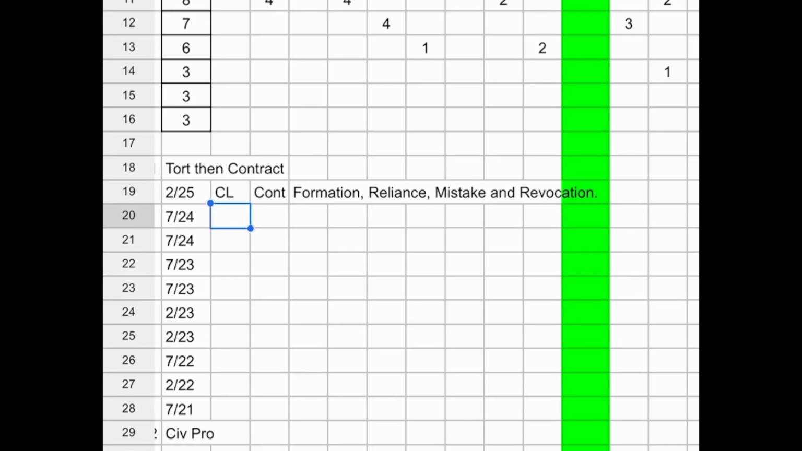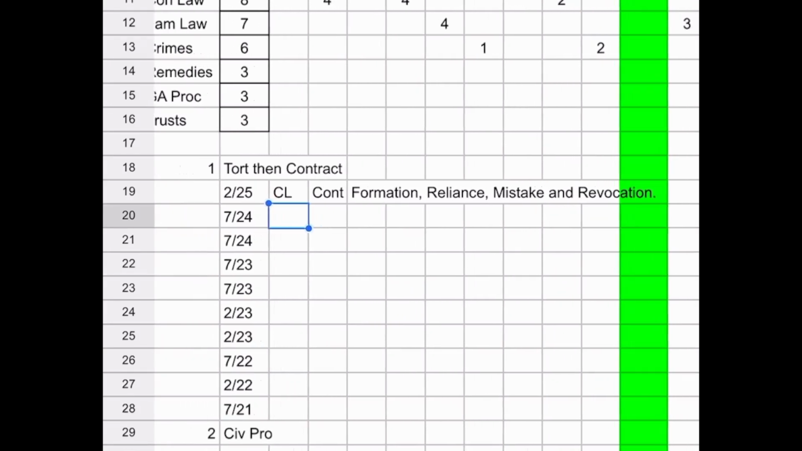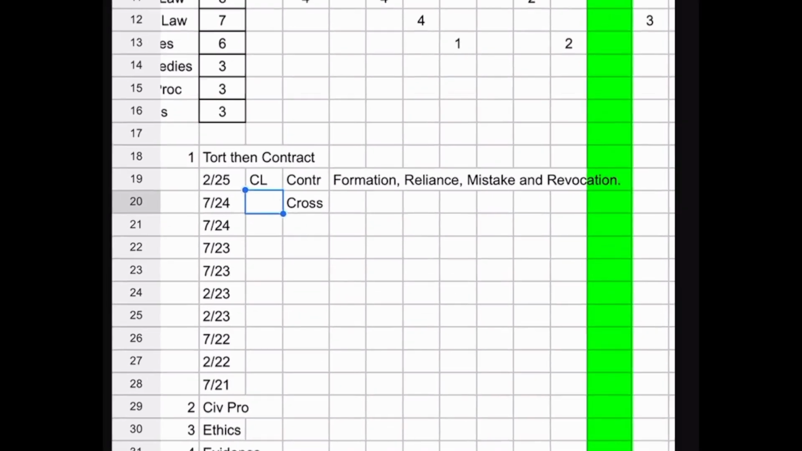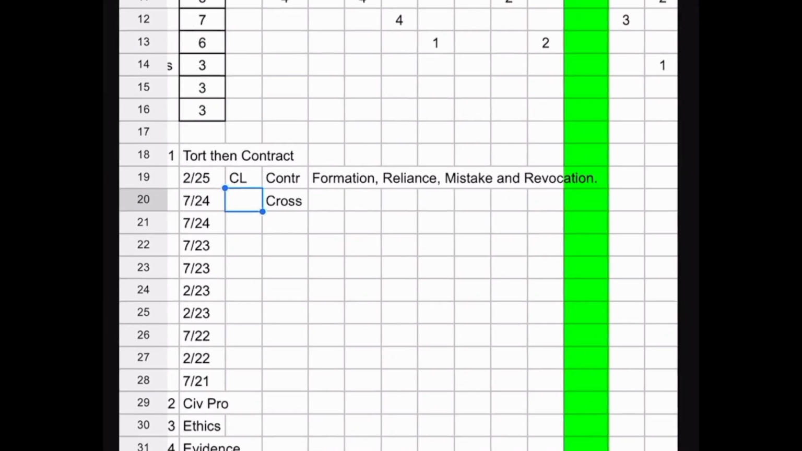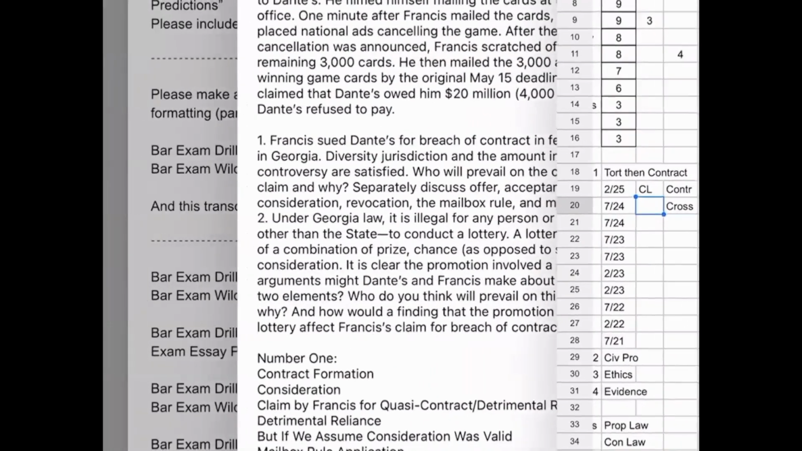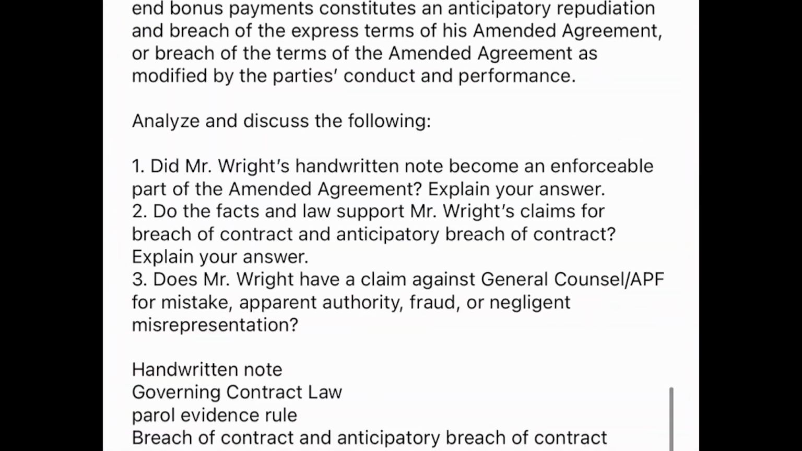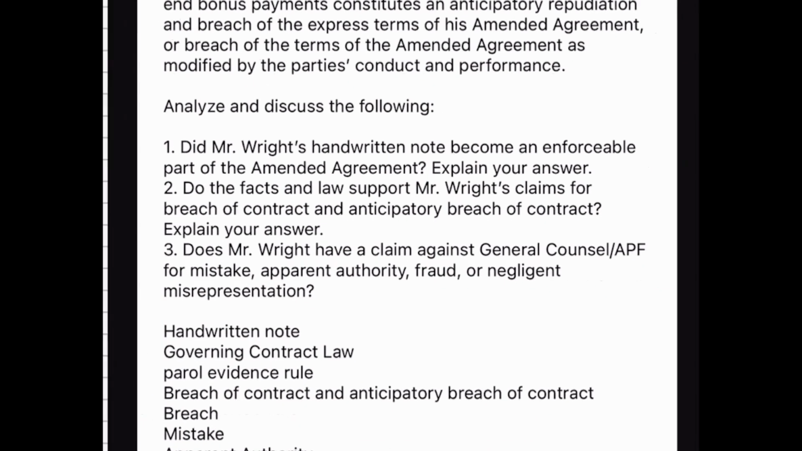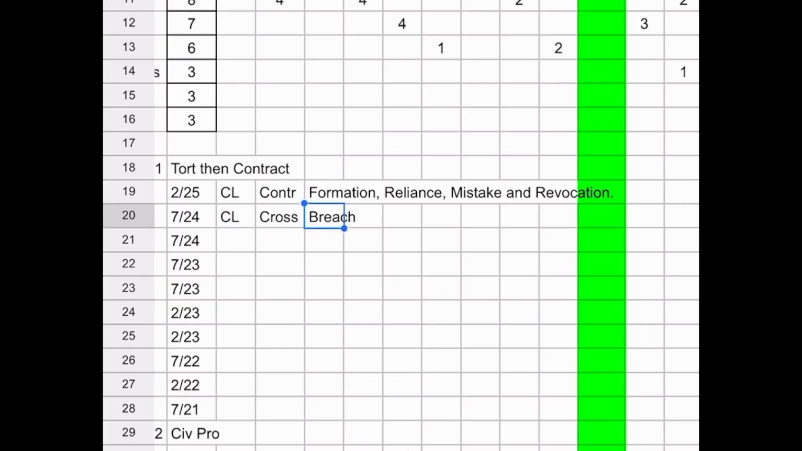Okay, so let's take a look at 724. We have that crossover and we have torts as well. So we have the crossover here. So let's see what it was. So question 1. So it's common law, breach, mistake, and fraud and authority. Common law, breach, mistake, and fraud. Okay, so it's that fraud that gave you that tort crossover.